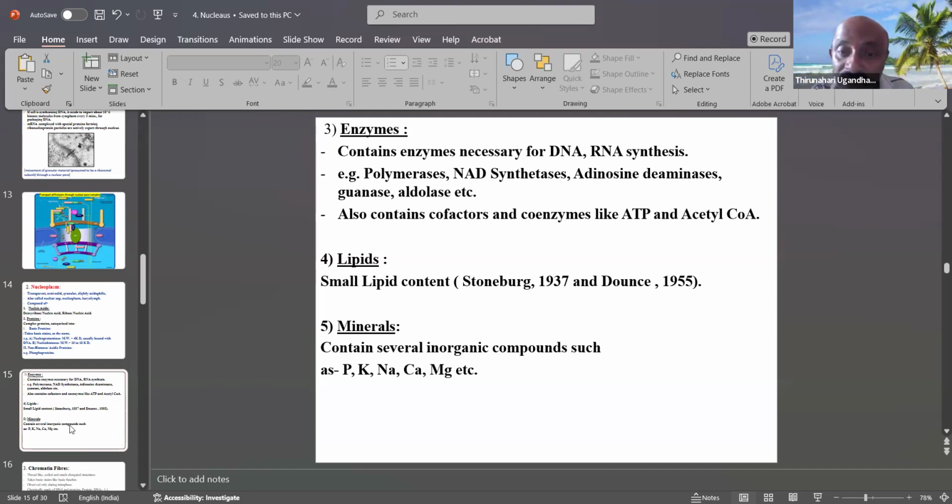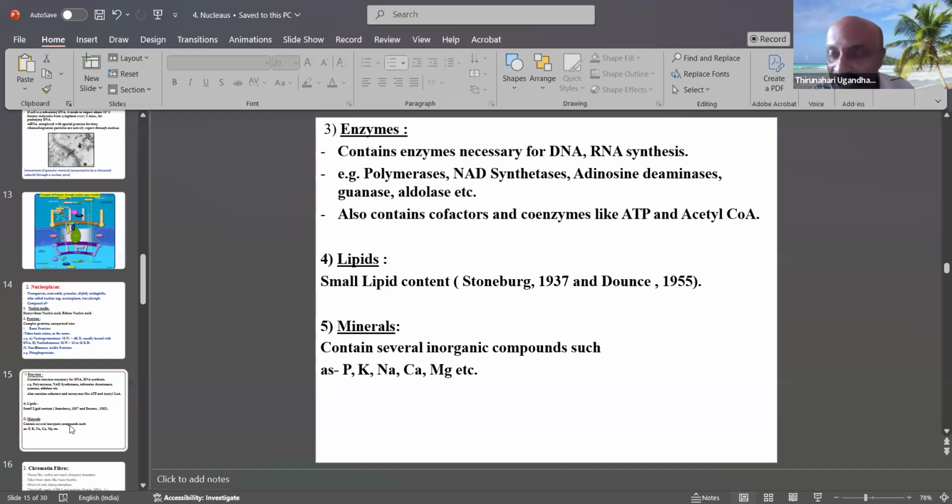Also it contains cofactors and enzymes like ATP and acetyl coenzyme. These cofactors are important for increasing the activity of the enzymes; they do not participate in the reaction, they only increase the rate of the reactions, the rate of the enzyme activity. That is called a cofactor, ATP or acetyl coenzyme. Then the fourth one is called lipids. It is a small lipid content; Sternberg 1837 and Dawes 1955 reported the lipids.